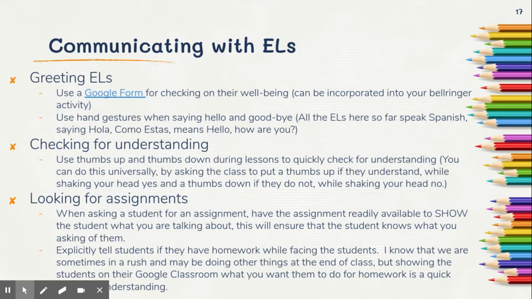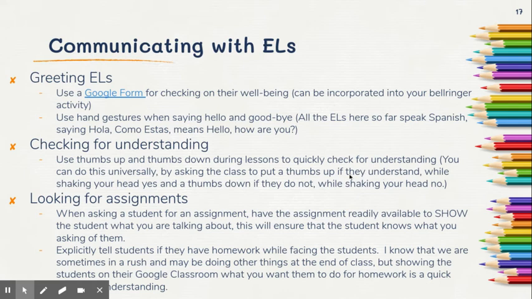Greeting ELs. When you're first coming into the classroom, what do you say? Well, of course, hola, ¿cómo estás? That just means hello, how are you? You do not have to say that, but waving your hand when you say hello and smiling, even though we have masks on, we can see cheekbones rising, letting them know that they are welcome into your classroom is always a great way to start.